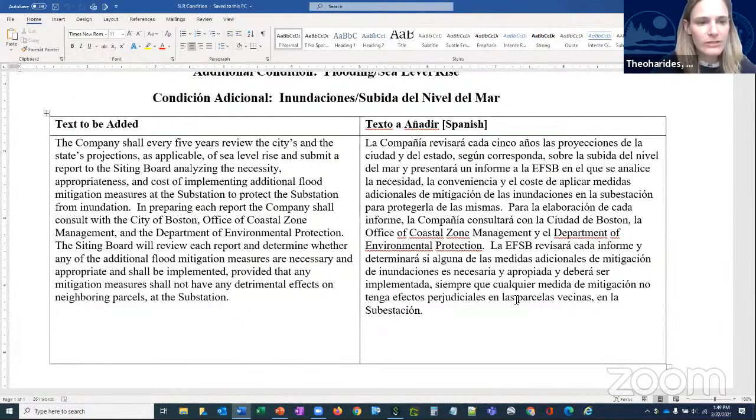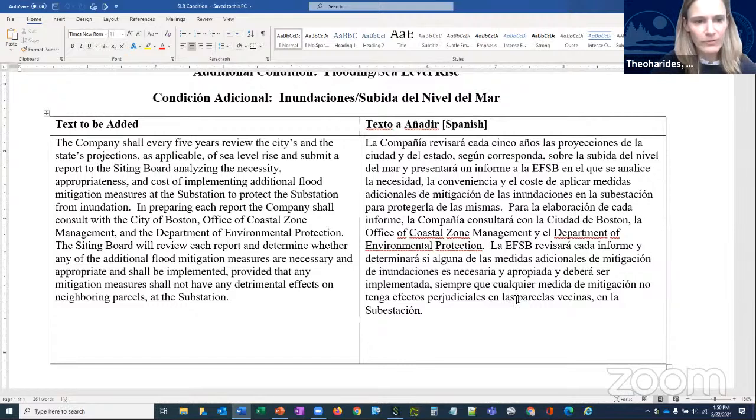So the exact text is the following: the company shall every 5 years review the city's and the state's projections as applicable of sea level rise and submit a report to the siting board analyzing the necessity, appropriateness, and cost of implementing additional flood mitigation measures at the substation to protect the substation from inundation. In preparing each report, the company shall consult with the City of Boston, Office of Coastal Zone Management, and the Department of Environmental Protection.